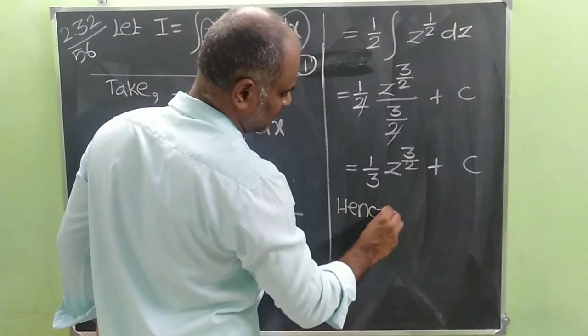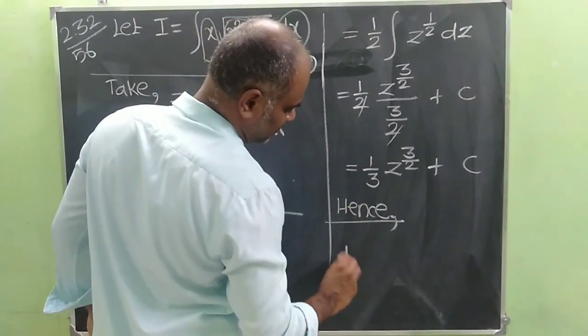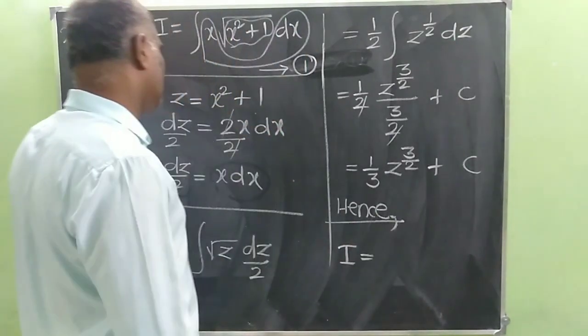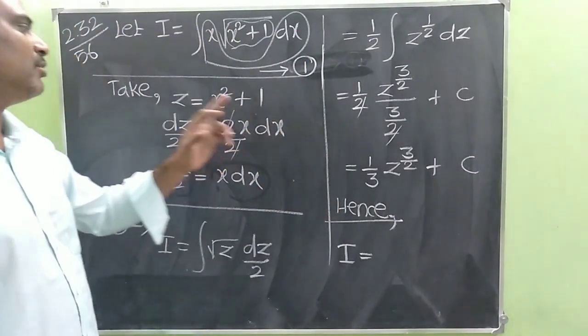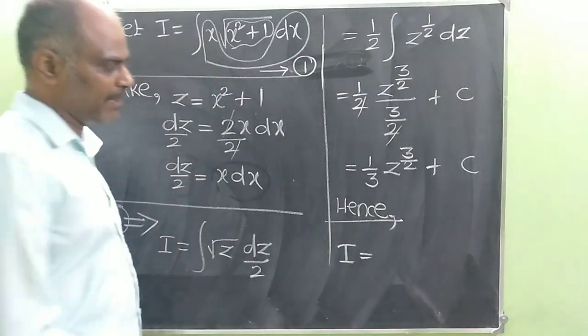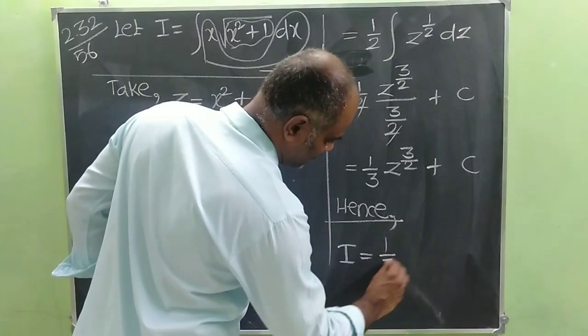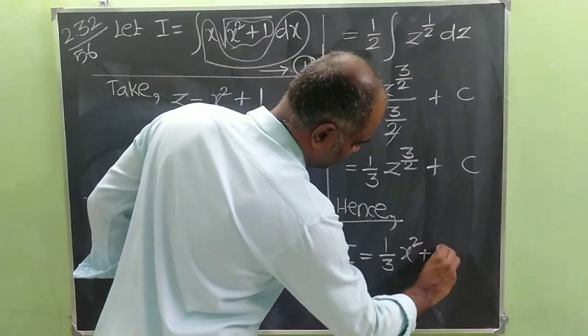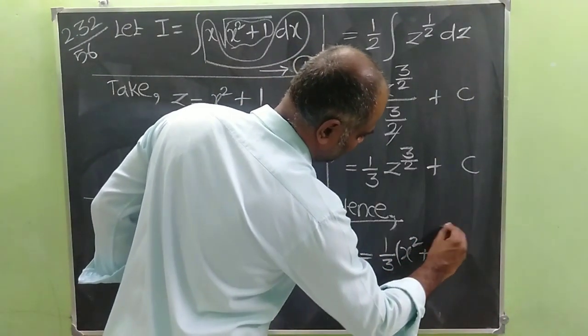Hence, final step, we change the new variable into the original variable x, z into x. So z is equal to x squared plus 1. That is equal to 1 by 3 times x squared plus 1 power 3 by 2.